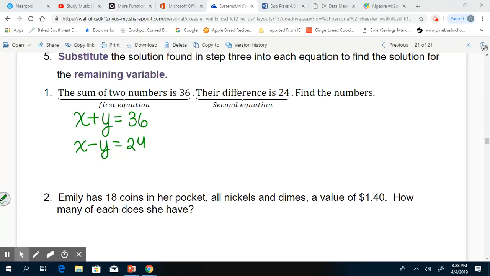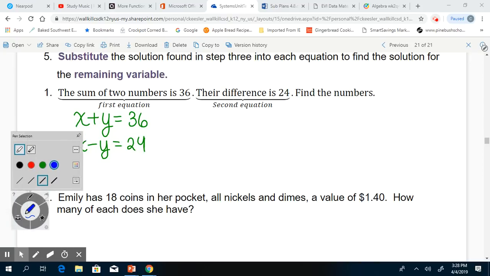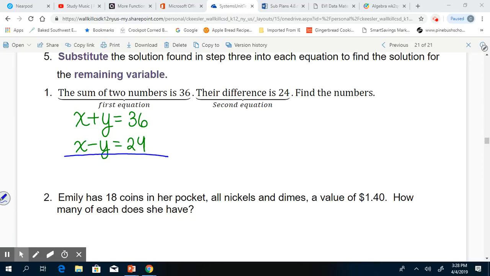Now, this one's set up really nice for us because, as we remember from yesterday, we need a pair of opposite coefficients. And by having plus y and minus y, we have our opposite pair. So we can jump right into adding and eliminating a variable. So x plus x gives us 2x. Positive y and negative y cancels out. 36 and 24 make 60. Dividing by 2, we get x equals 30.